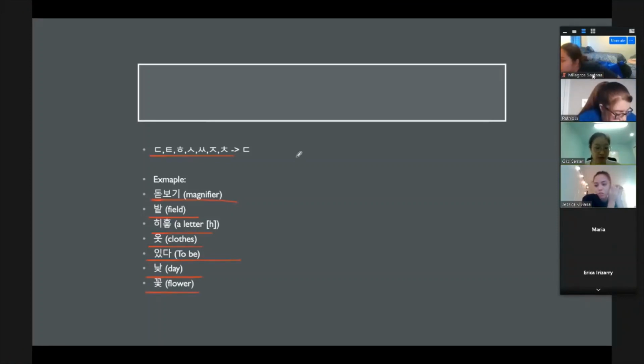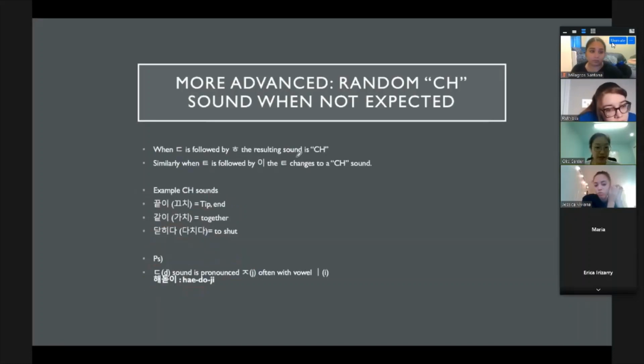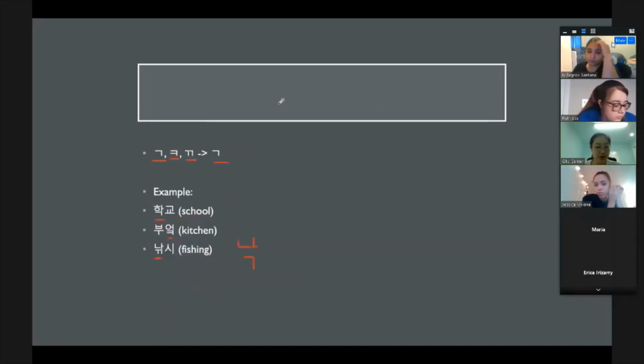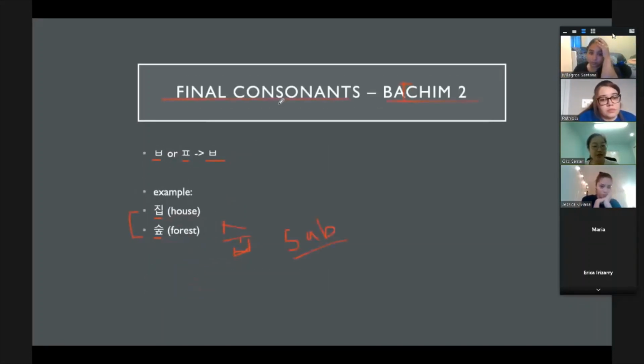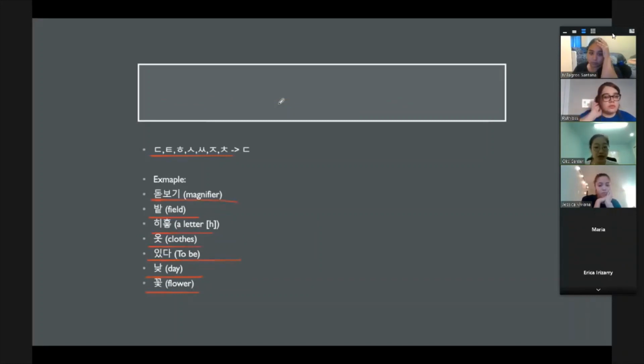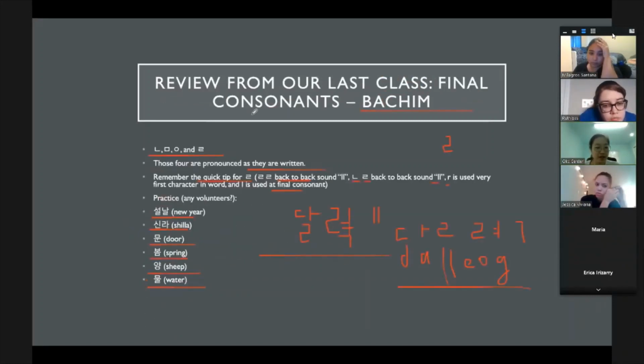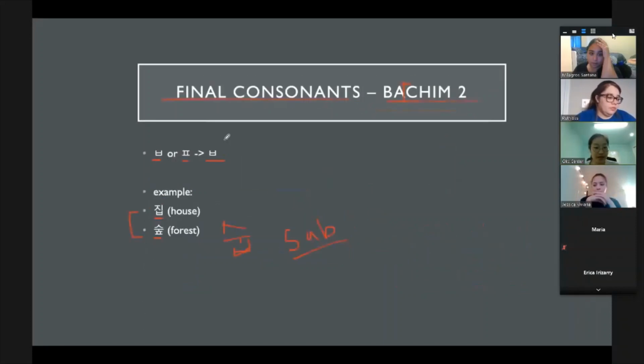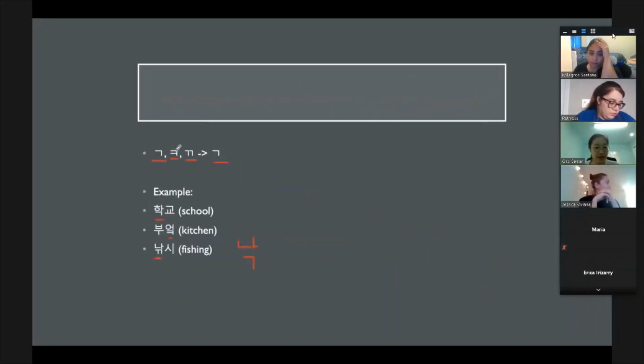Perfect. Okay, so those three rules are the general rules. And whenever you have those four in a 받침, just pronounce them as written. Whenever you have bieup, it changes to the bieup sound, and kiyeok and ssangkiyeok change to the kiyeok sound.